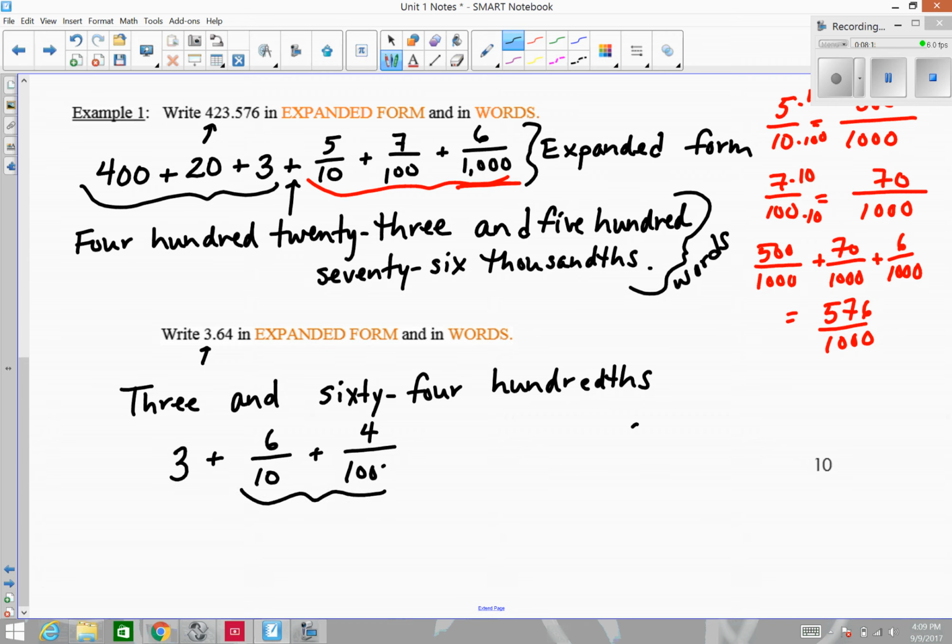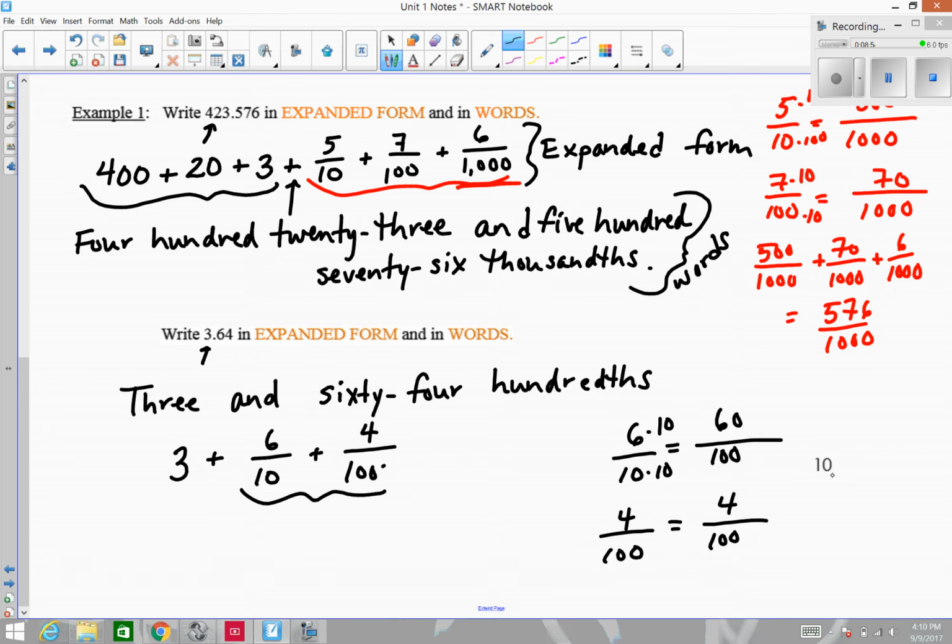I know most of you have done this already in your heads, which is why I wrote the words out first. But if I was going to do this step by step, I would need to make everything in the hundredths place. 4 is already in the hundredths, so I don't need to change that. But the 6/10, I want to make into hundredths, so I would have to multiply the numerator by 10 and get 60, the denominator by 10 to get that 100. And then when I add them together, I get the 64 hundredths.